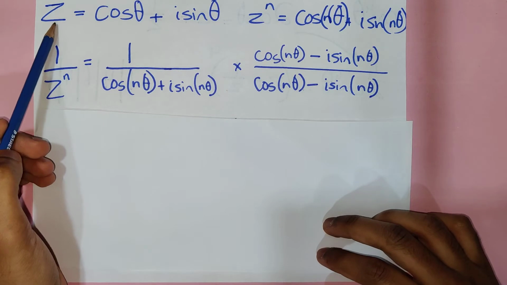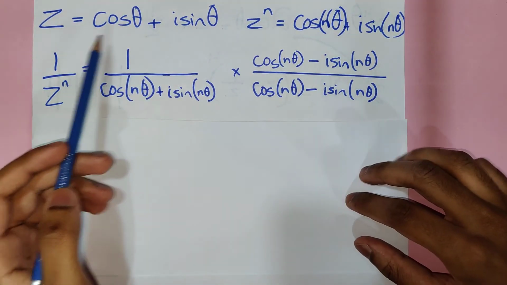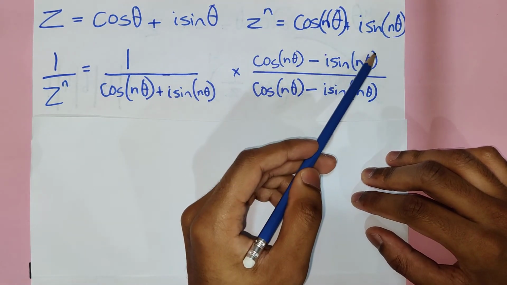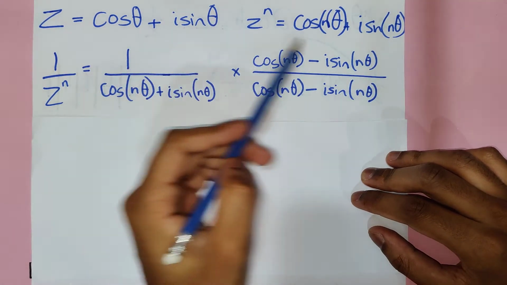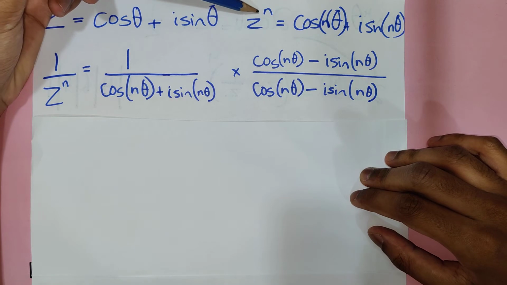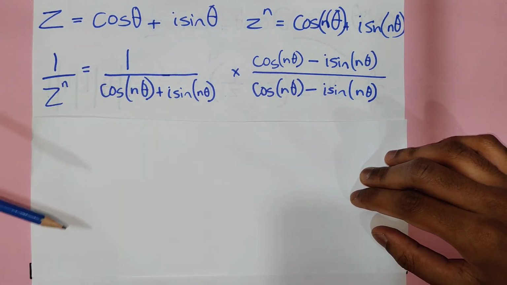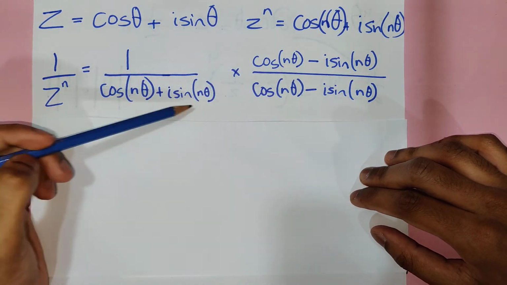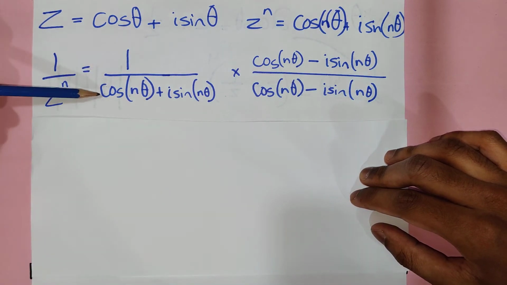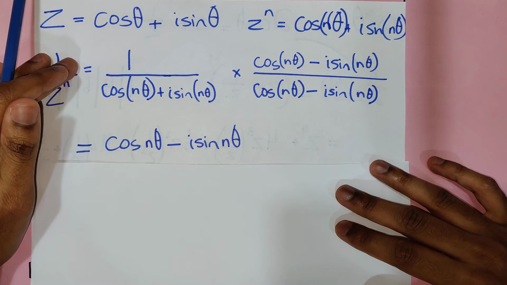So if we know that z is equal to cosine of theta plus i sine of theta, and we know that z to the n is equal to cosine of n theta plus i sine of n theta from De Moivre's theorem, now we can manipulate this to find out something interesting. What happens if we have 1 over z to the n? Well, that will just be 1 over this. And if we multiply by the conjugate of this to realize the denominator, to make the bottom of this real, similar to surds, this is what we end up with.